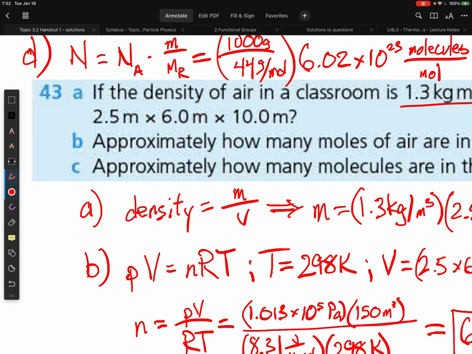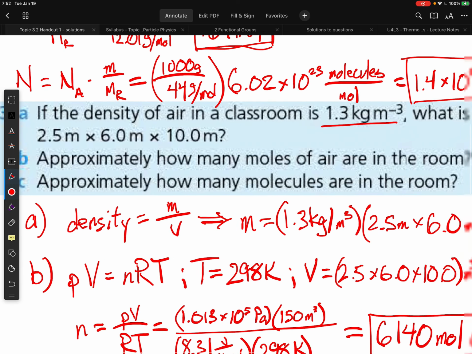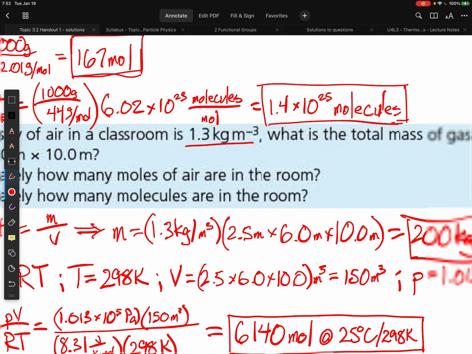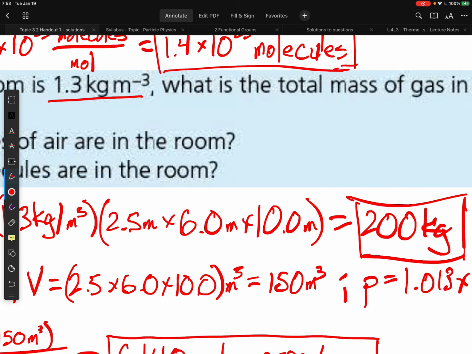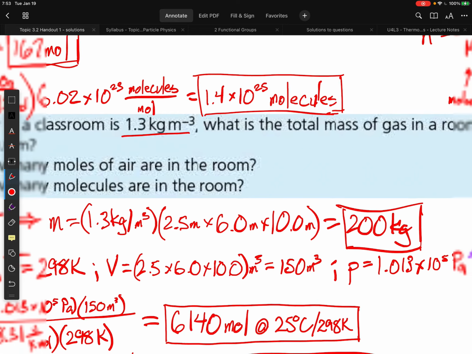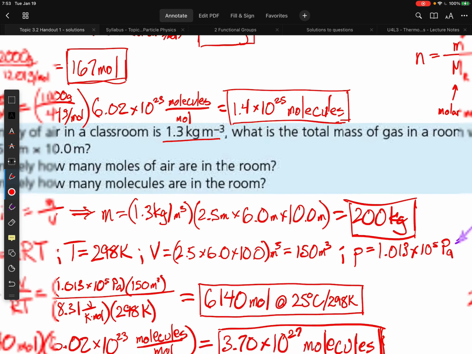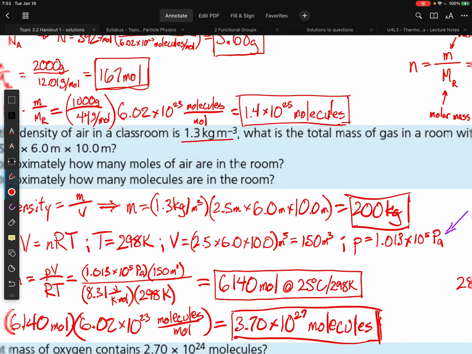Okay, obviously, density is mass divided by volume. So from here, mass is equal to 1.3 kilograms per meter cubed times the volume of our room. We simply get that by multiplying all the dimensions together. And that will give us 200 kilograms.